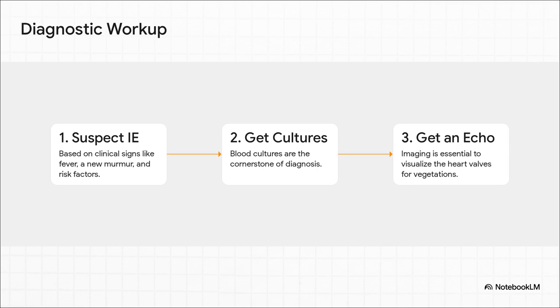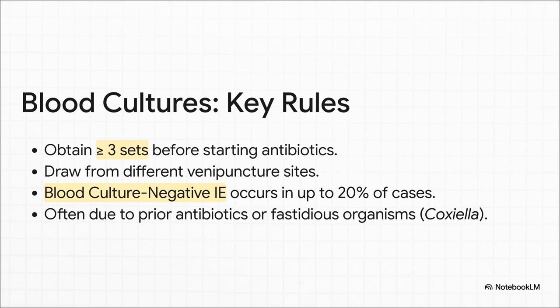Suspect, culture, image. That's your starting point. Let's talk about blood cultures because this is the absolute non-negotiable cornerstone of the diagnosis. The cardinal rule is you have to get at least 3 sets of cultures before you even think about starting antibiotics. Why? Because if you give antibiotics first, you can suppress the bacteria and the cultures will come back negative.